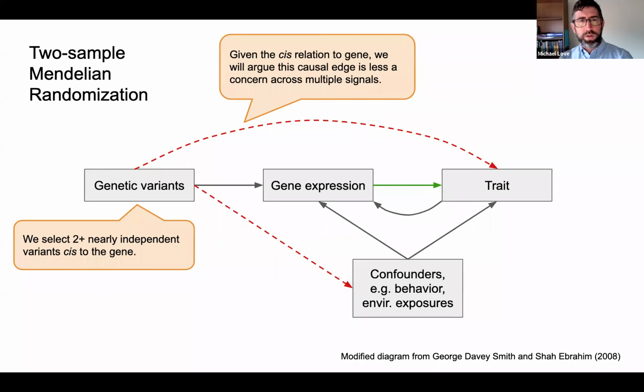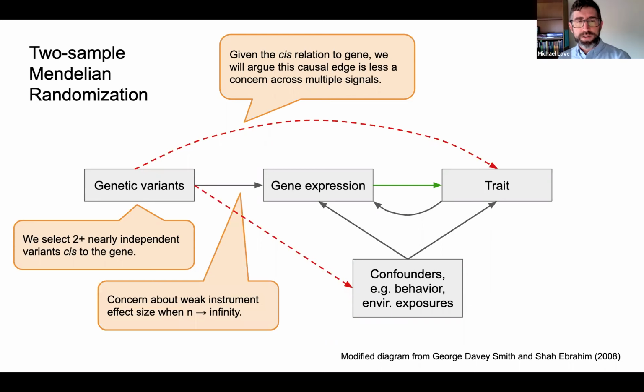Our way of tackling the potential pleiotropy, which could confound the arrow of interest, which is gene expression onto trait, is to argue that given the cis relation to the gene, this causal edge is less of a concern as we aggregate signals. Of course, other methods have explicitly handled pleiotropy, and we're interested in potentially developing more robust inference by explicitly handling pleiotropy, but we don't use that now. Right now, we're relying on multiple signals to have confidence in the expression to trait causal arrow.